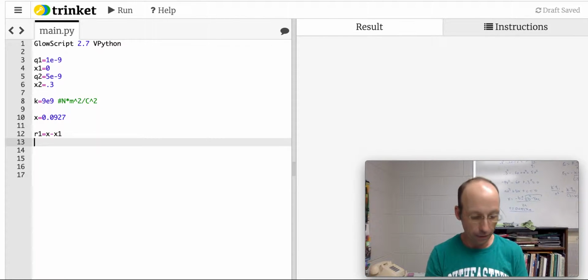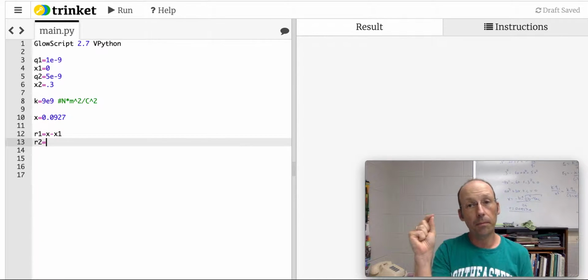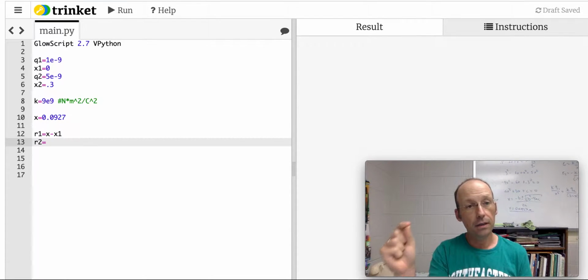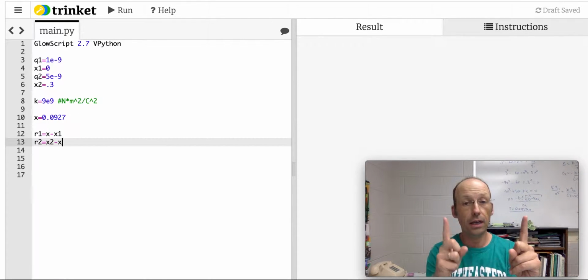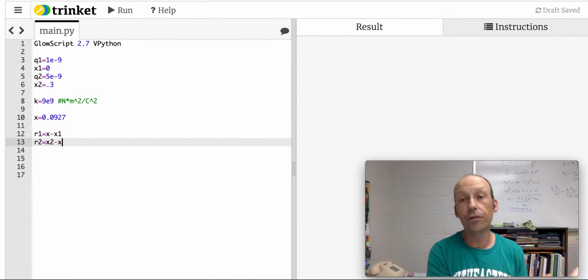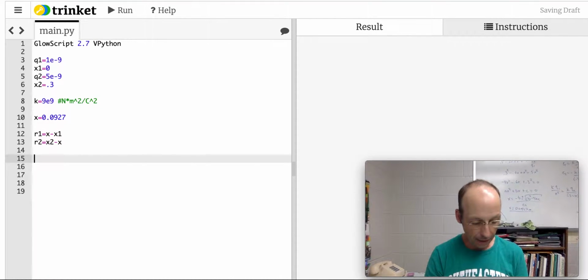Okay. And then I'm going to do the same thing for R2. Now R2 is the distance from point two to x, so I want the absolute value. Let's say it's going to be x2 minus x, because x2 is 0.3, and wherever that x value is, I want that leftover distance. Okay, so now I have the two distances. Maybe a picture would help. But I can now calculate E1. It's going to be k times Q1 divided by R1 squared.